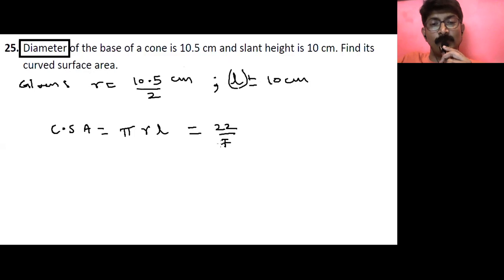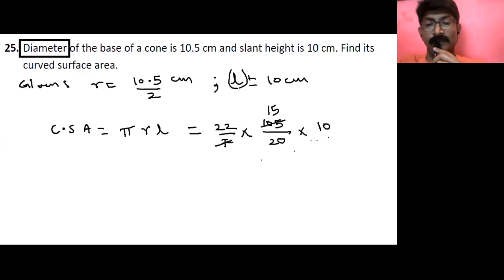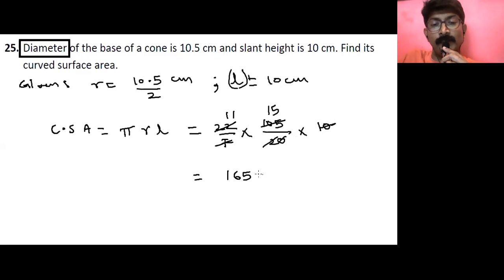Pi is 22 upon 7, radius is 10.5 upon 2. I am writing that as 105 upon 20. I just shifted the decimal point and increased one zero in the denominator. And the slant height is 10. So it's that easy. 7 ones are 7, 15s are 15, 7s are 105. 10 ones are 10, 2 ones are 2, 11s are 22, and then 11 into 15 will become 165. 165 centimeter square, because it is in centimeter.